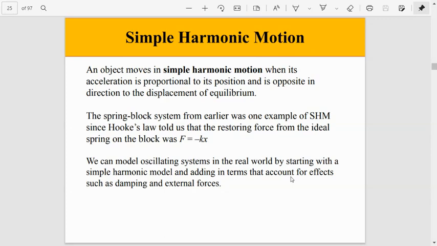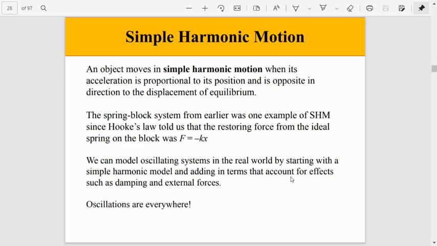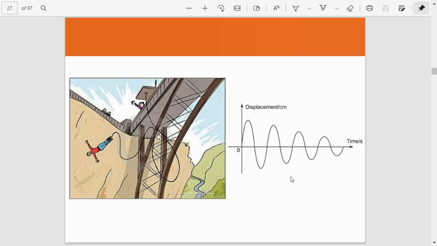Now, in the real world, we have, of course, springs and other similar objects that can oscillate. And while there's multiple forces acting on them, not just a restoring force, we can begin by modeling these objects in the physical world using the simple harmonic motion model, and then start adding effects such as damping or drag.